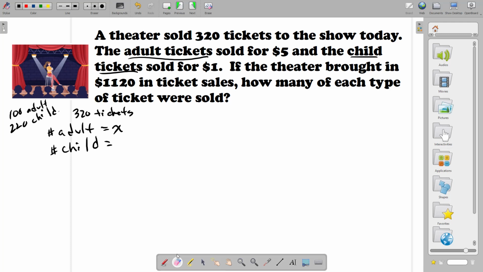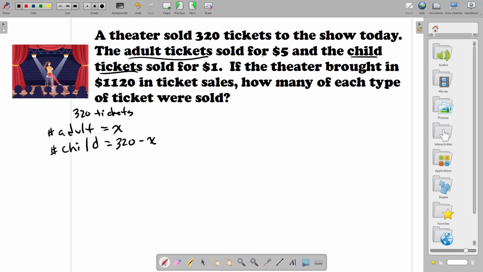But we don't know how many child tickets or adult tickets were sold. So if I call the number of adult tickets X, the number of child tickets sold was the total number of tickets minus the number of adult tickets sold.